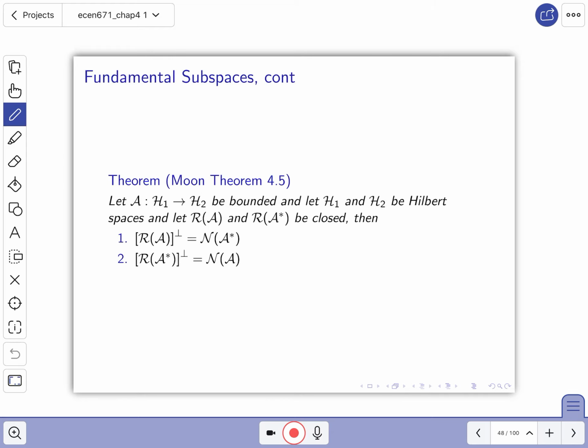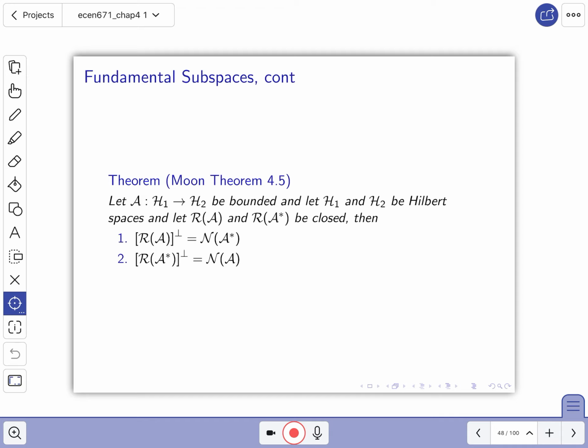Okay, so we're going to prove all of these statements, and we start by showing this theorem from Moon, Theorem 4.5. So again, we're going to let A map from H1 to H2. It's going to be bounded, and H1 and H2 are Hilbert spaces. And we also have to assume that the range space of A and the range space of A star are closed.